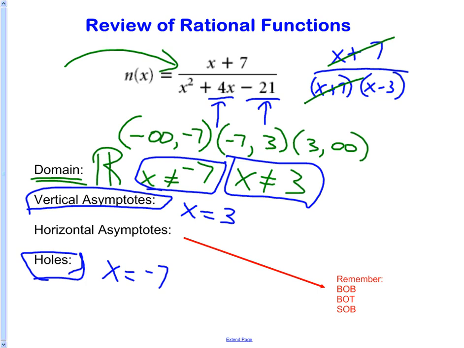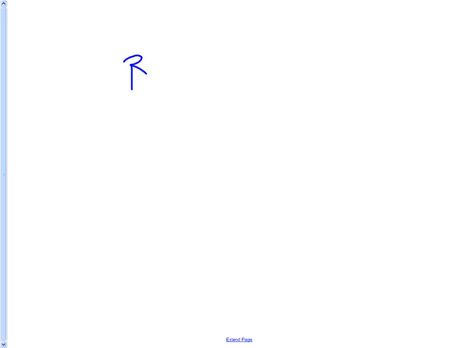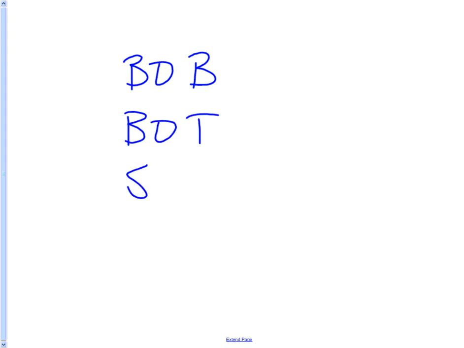For horizontal asymptotes, you remember these? BOB, BOT, SOB. Bigger on bottom, bigger on top, same on both. Look at what we've got here. After this stuff canceled, is it bigger on bottom, bigger on top, or same on both? It's bigger on the bottom. Let's go over what they mean.